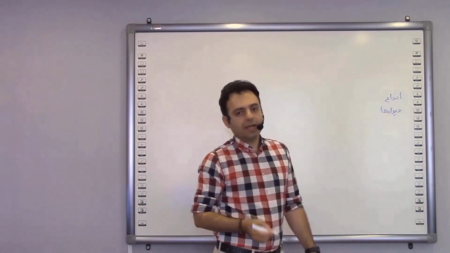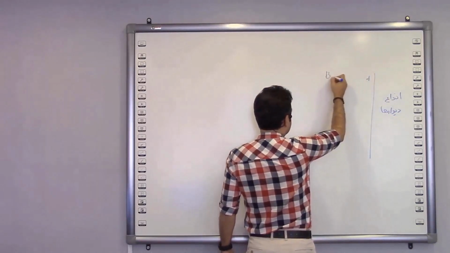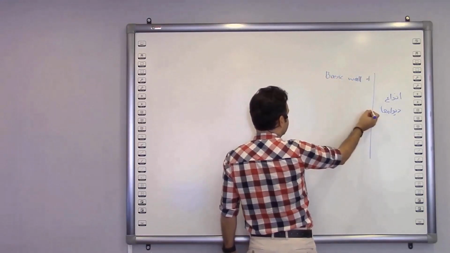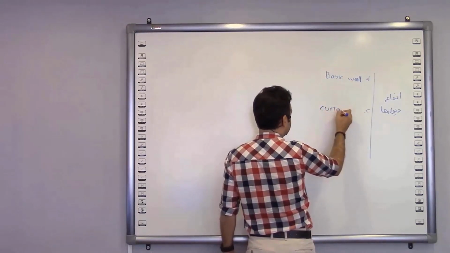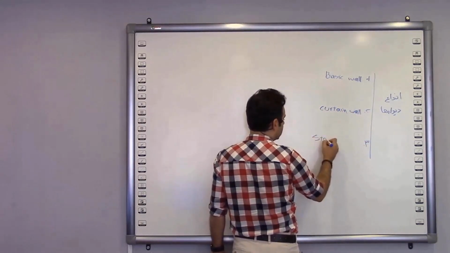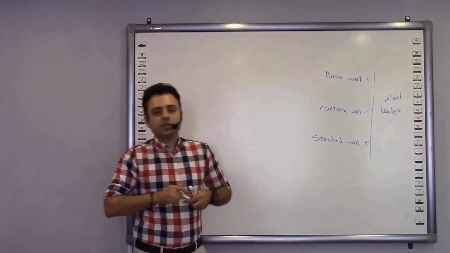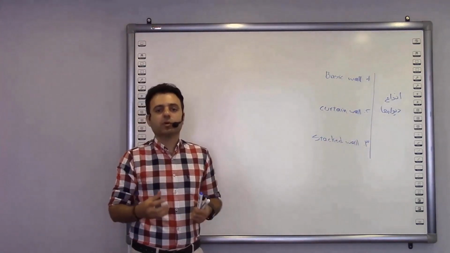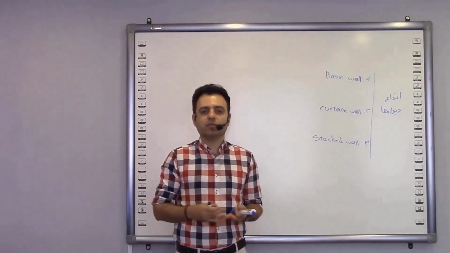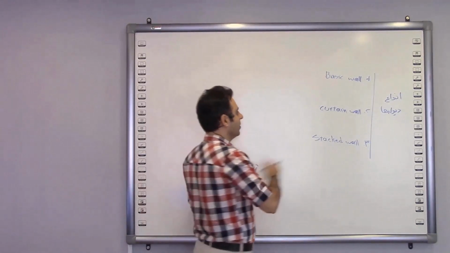We have three main types of the walls in Revit. The first type is basic wall. The second type is curtain wall. And the third type is stacked wall. But what are these? What do they mean? The basic walls are the building walls. I mean, anything that you call wall is a basic wall. For example, concrete walls. Any wall you see around yourself is a basic wall.